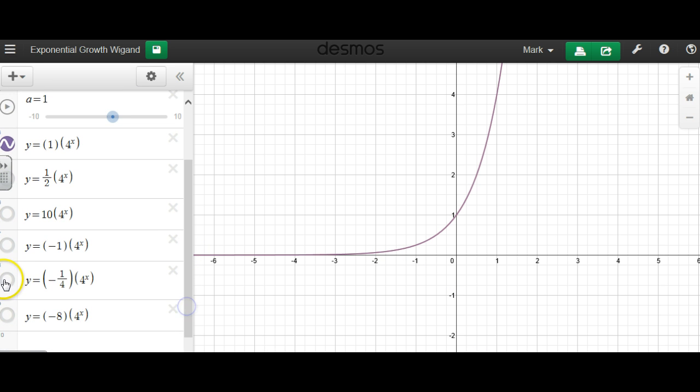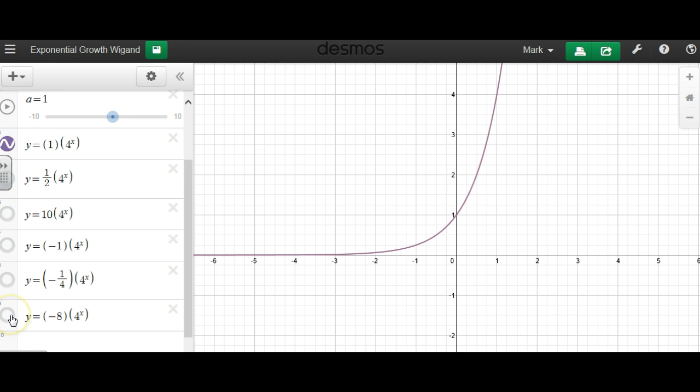Let's take a look at this one. We have y equals -1/4 times 4 to the x power. I know that negative is going to make it a reflection. Is it going to be a shrink or a stretch? It turns out to be a shrink because it's moved to the right. The absolute value of -1/4 being 1/4 made it shrink.